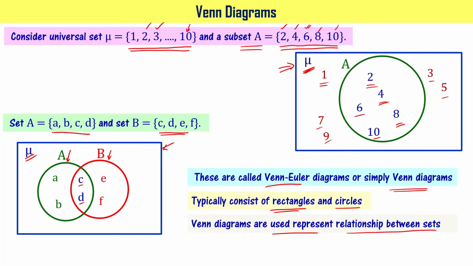These Venn diagrams are used to represent certain relationships between the sets. For example, A is a subset of mu. In the first case, A is a subset of mu. We could simply represent it by drawing mu here and drawing A within, right? Here it says that A and B have certain common elements. There is some relation between A and B. That relation you can see by looking at this Venn diagram. Understood?